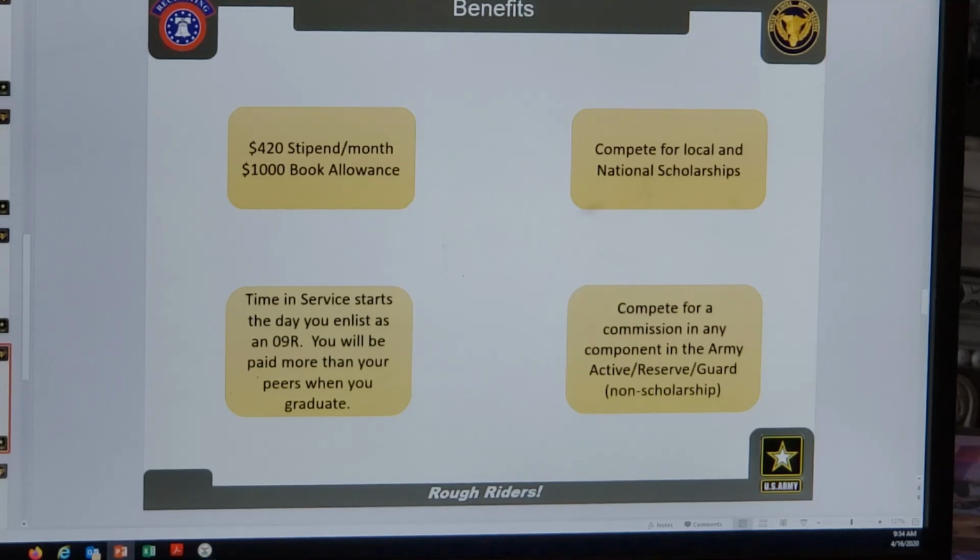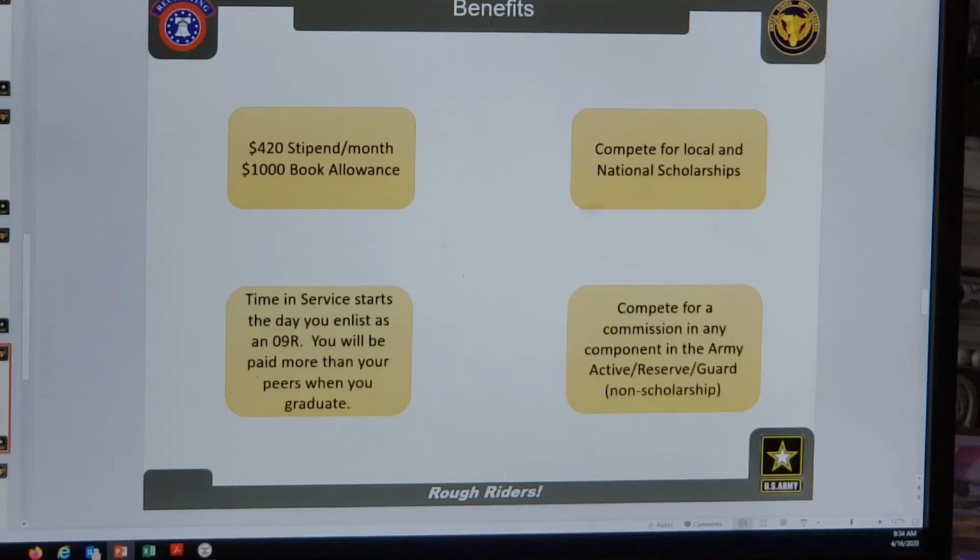All right, an 09 Romeo can compete for local and national scholarships. They can compete for the Minuteman Scholarship. They can compete for the Dedicated Reserve Scholarship. They can compete for the Guaranteed Reserve Forces Duty Scholarship. They can even compete for one of the active duty scholarships. However, they will have to be released from the Army Reserve in order to accept one of those. So there are a few different ways there.